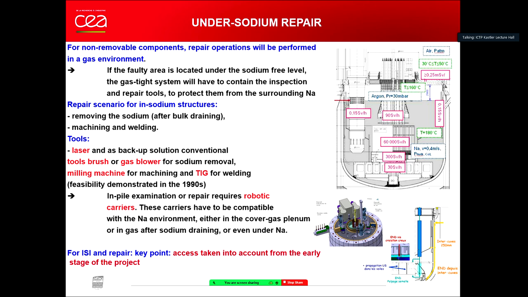Honestly, in all the reactors like Phenix and Superphenix and maybe others, people tried to find the solution when they faced the problem. And it was not so obvious sometimes. We faced some difficulties. We did it, but it was not so easy. So now the strategy is, when you design a reactor, to think really about the necessity to inspect and potentially to repair if it is necessary, if, of course, the event has been anticipated.